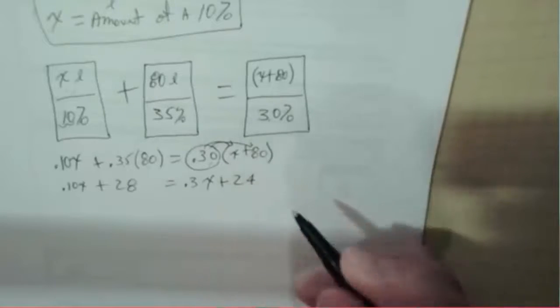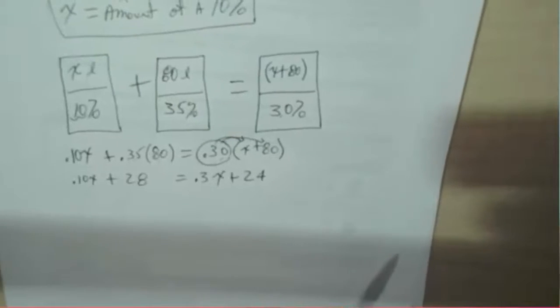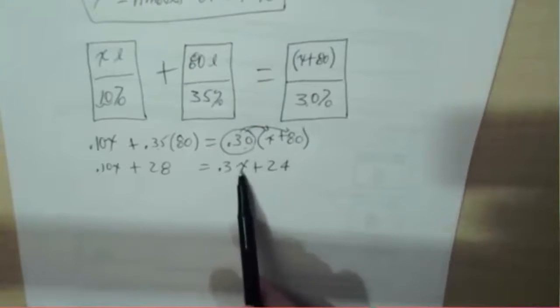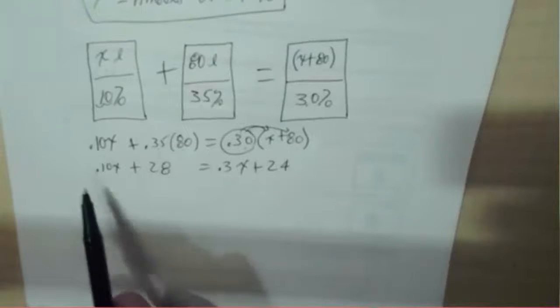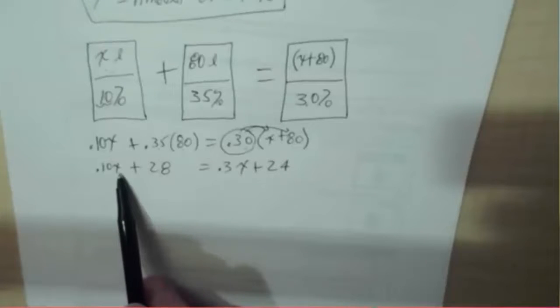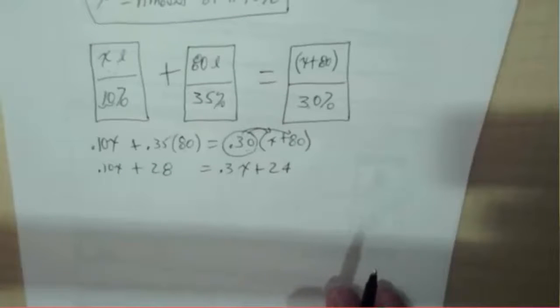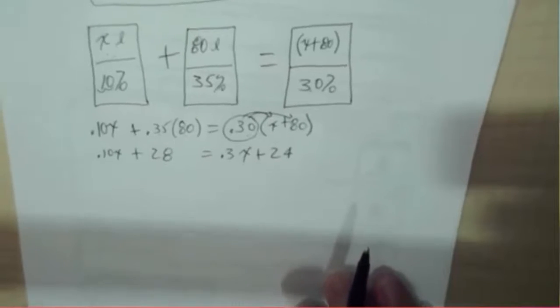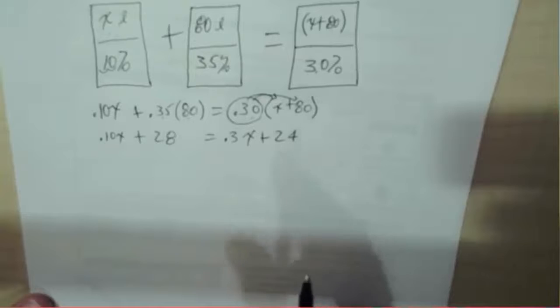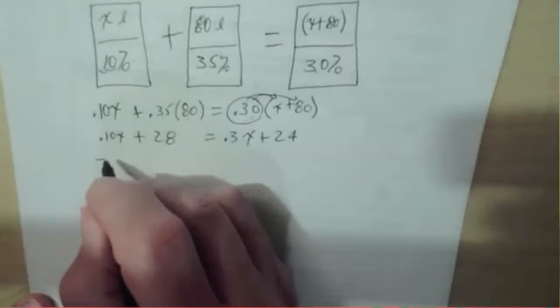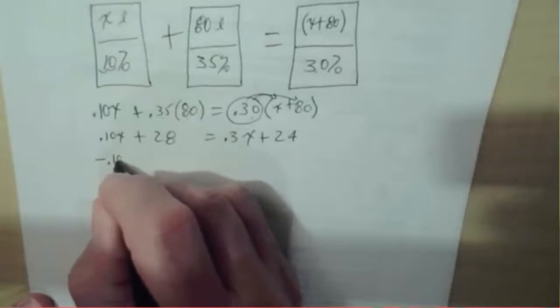Okay, now we have a real simple algebra problem. We've got the variable on both sides. So let's move the variables first. Really doesn't make any difference, but this way it will make it easier. So we're going to subtract 0.10x from each side.